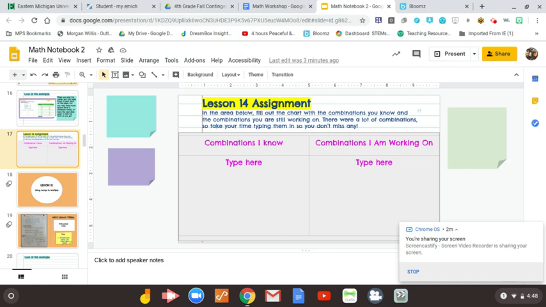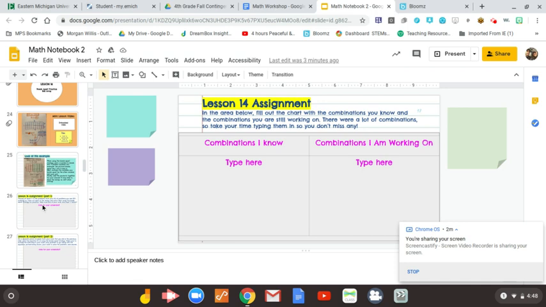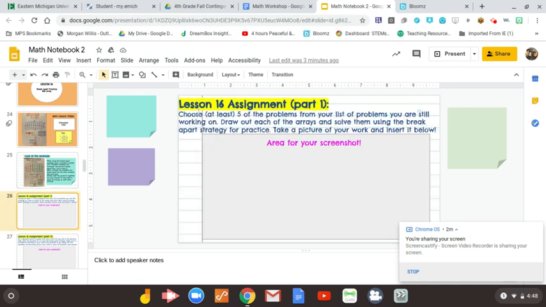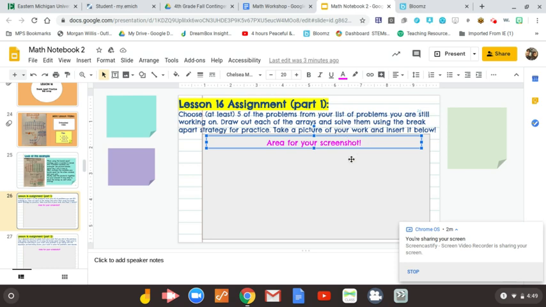If you think, oh, I don't have 5, I already know all of them, well, then pick 5 multiplication problems that you could use the break apart strategy for. On a separate sheet of paper, choose at least 5 of the problems from your list of combinations you're still working on, draw out each of the arrays and then solve them using the break apart strategy for practice. Take a picture of your work and then insert it below.